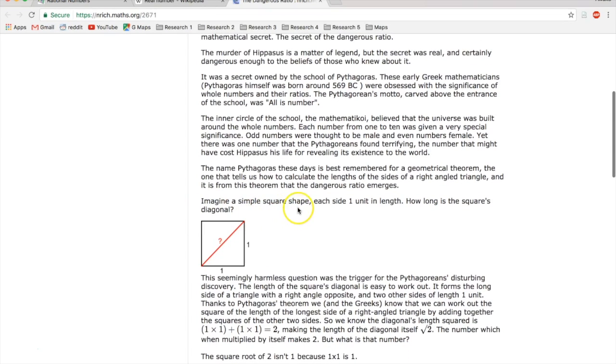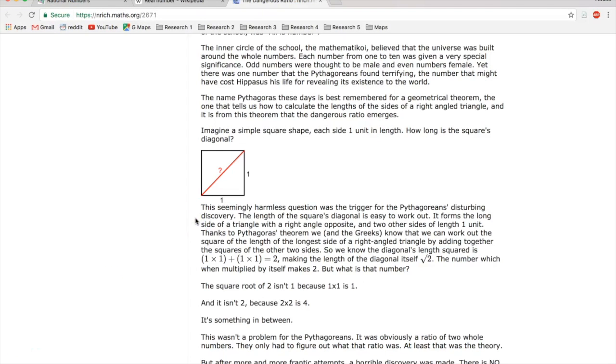Imagine a simple square, each side 1 unit in length. How long is the square's diagonal? This seemingly harmless question was the trigger for the Pythagoreans' disturbing discovery. The length of the square's diagonal is easy to work out. It forms the long side of a triangle with a right angle opposite, and two other sides of length 1 unit.